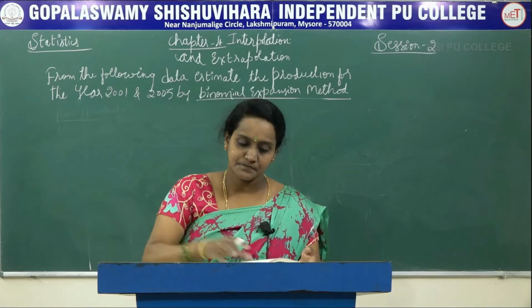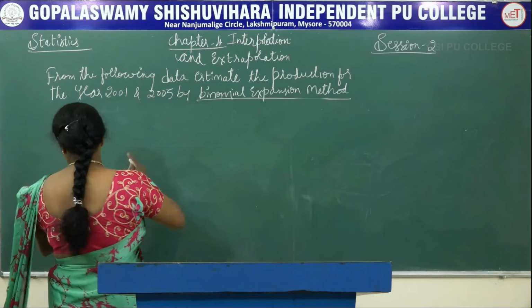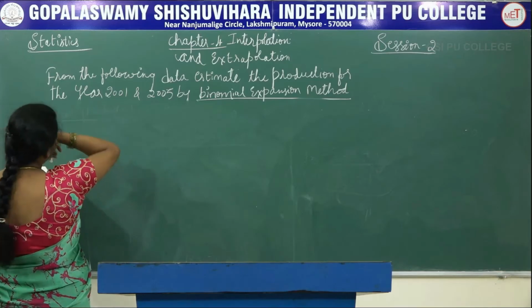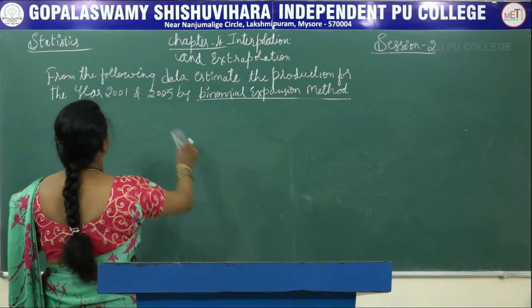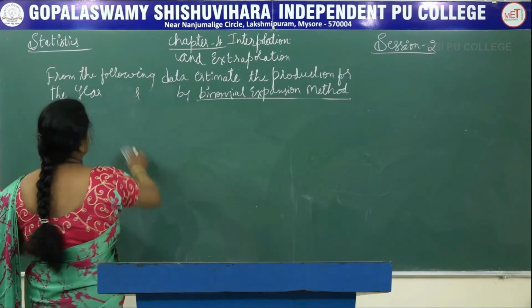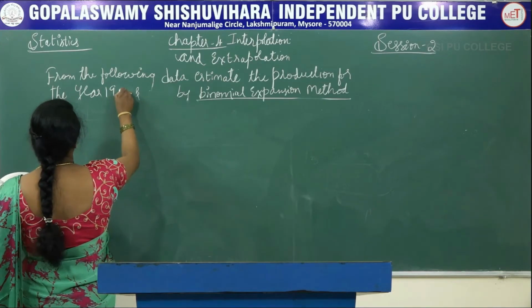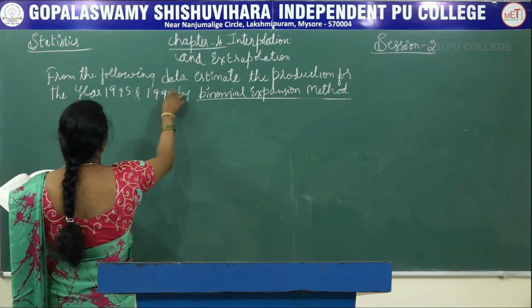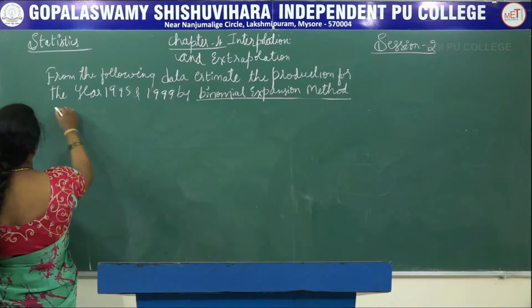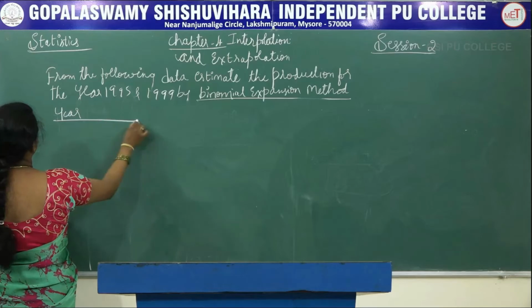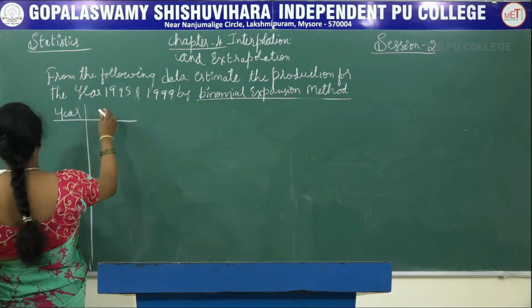Next problem. The problem is the same, that is we have to find the missing values for 1995 and 1999 by binomial expansion method, with the years and the index.